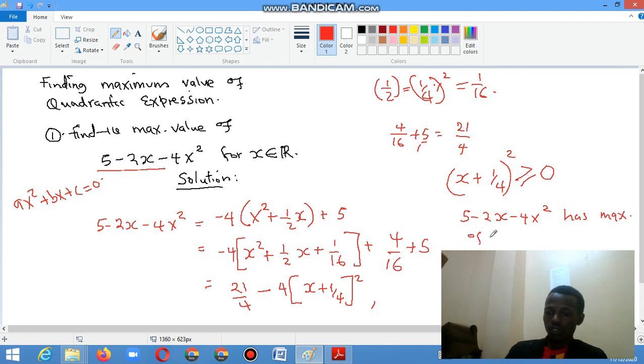of 21 out of 4 when x is equal to negative a quarter.